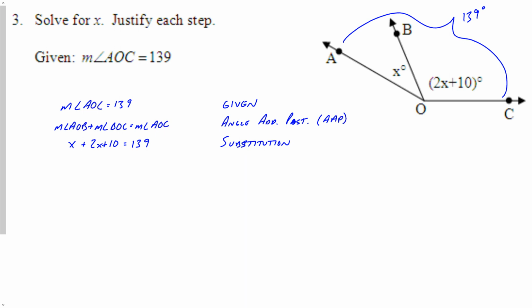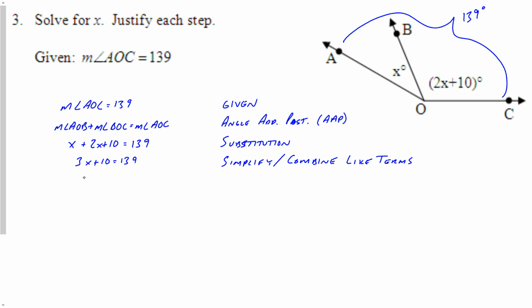Now we've got an equation, we just need to solve. So we would need to take and rewrite this as 3x plus 10 equals 139. You can either call that your simplify step, or some people prefer to call it combine like terms. Either one would be fine.